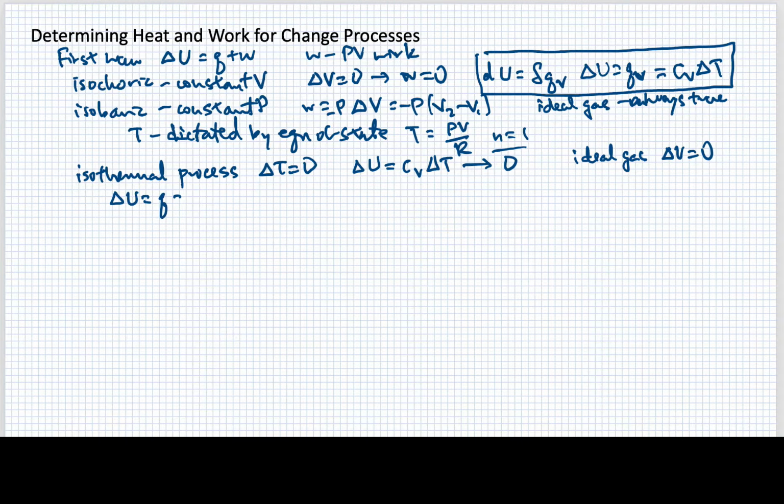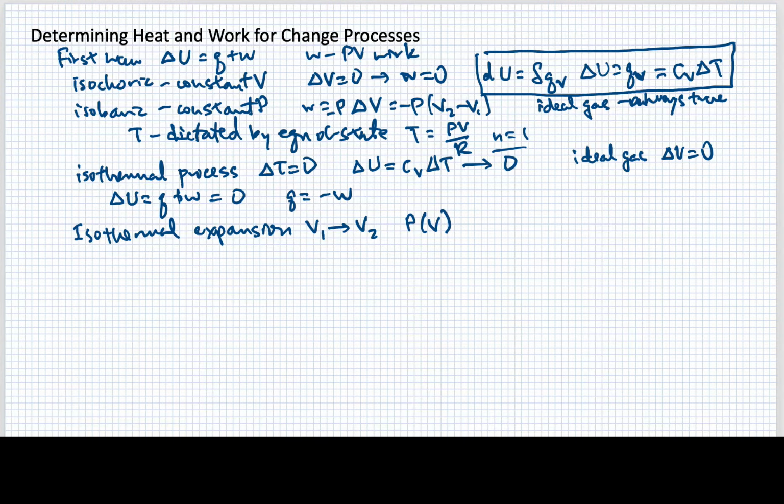So since delta U is equal to Q plus W, if this equals 0, that means that Q is going to be equal to minus work. So we only need to calculate one of the two in order to get a result there. Let's see an example of that. Let's suppose we have an isothermal expansion. The isothermal expansion will take us, not at constant P, from V1 to V2. Now we know from the ideal gas equation of state that we can write the pressure as a function of volume. It will simply be R times T divided by V.